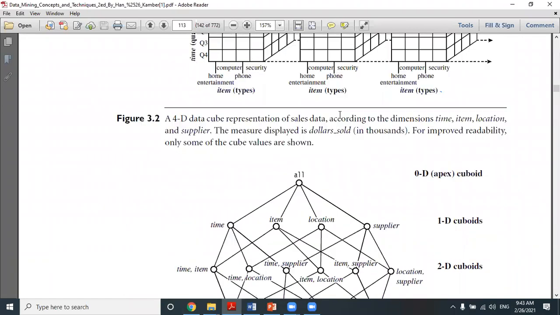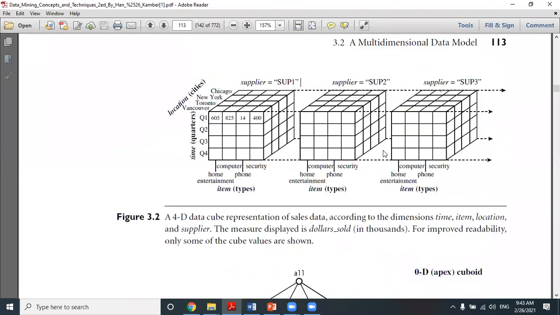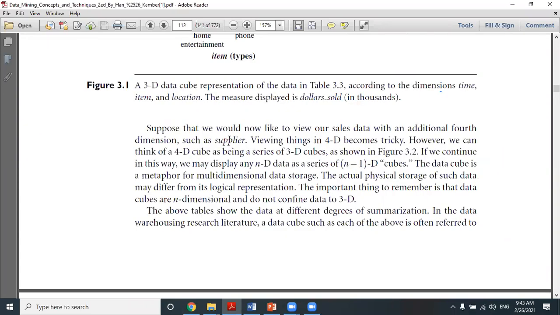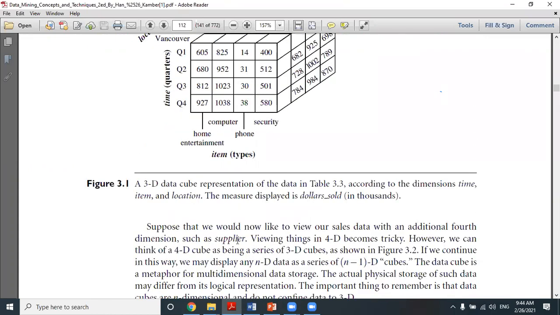Sir, please repeat, this is not clear to me. Okay, I am making that 3-dimensional view more complex. I'm converting it into a more complex dimension, where we have attached one extra dimension to convert it from a 3-dimensional to a 4-dimensional view. 4D view, from 3D view to 4D view. That's why we have introduced a fourth dimension, that is the supplier dimension.